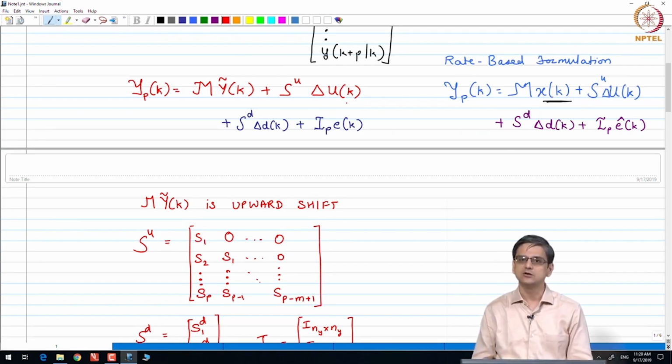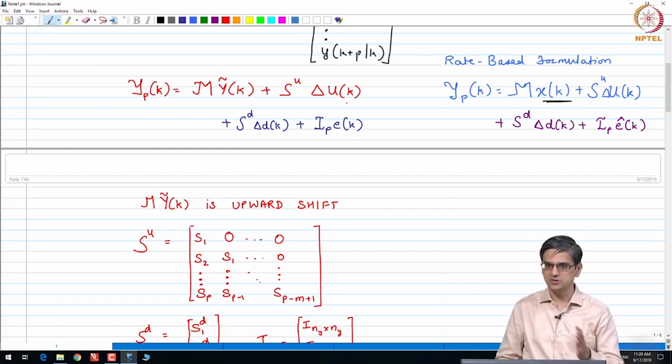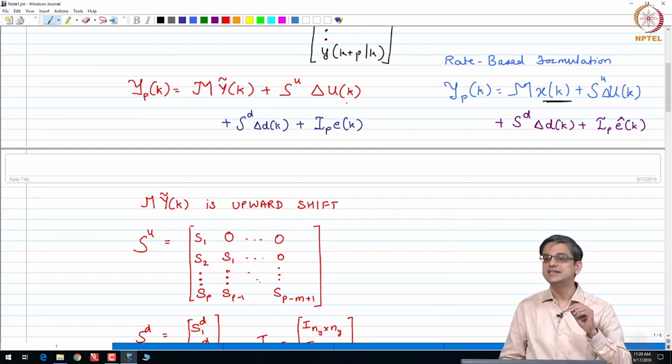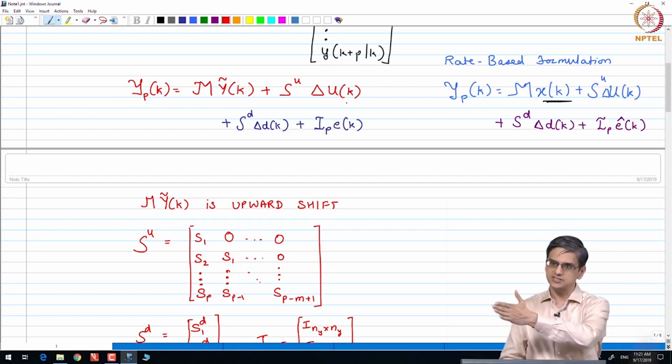I said two different things, and I do not remember whether the latter thing I have said or not. D is constant, which basically means at the kth instant, delta D is that value, after that it is 0.